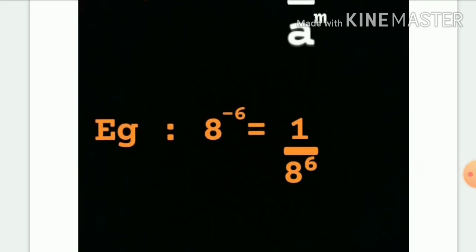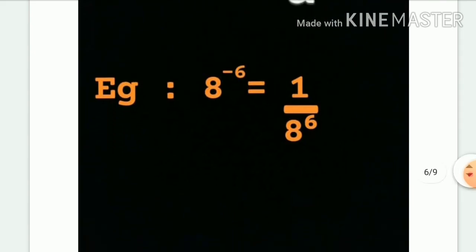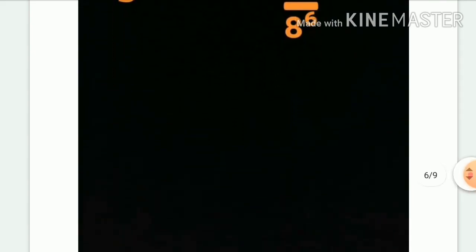For example, 5 raised to minus 8. So this will be equal to what? How to give this number a positive index? Just write it below 1. So 1 divided by 5 raised to 8. Any number with a negative index, after inverting that number, we will get that number with the positive index. Okay, so this was your fourth law.